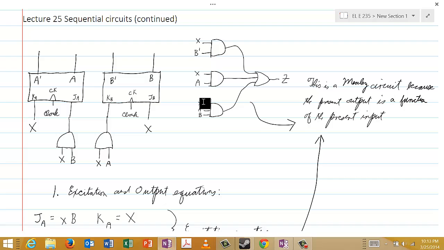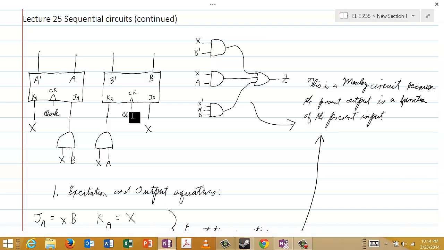And this way, if X will change immediately before the positive edge of the clock, then that means that once the positive edge arises, we'll have an X and an A, and likewise here an X and a B, so we can compute JA and KB. And once we have these excitation signals, we'll be able to compute the next values of A and B.